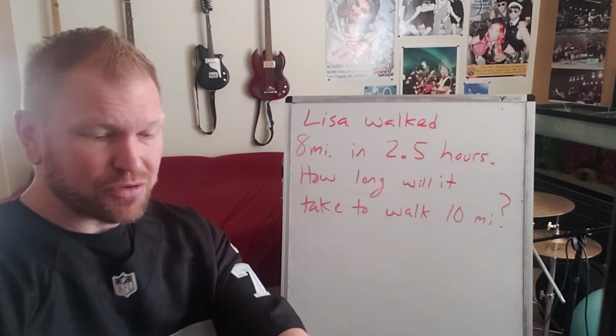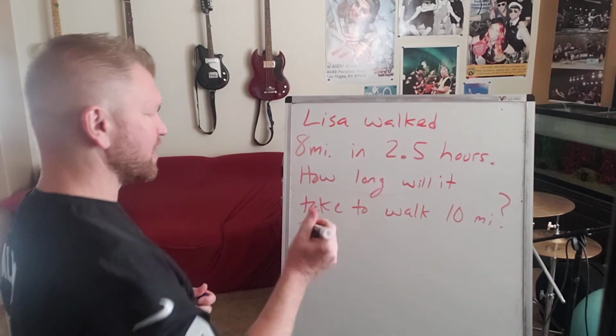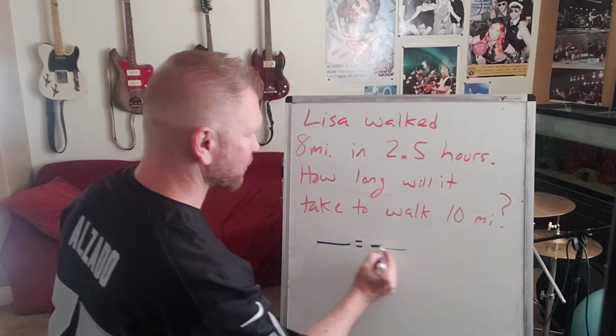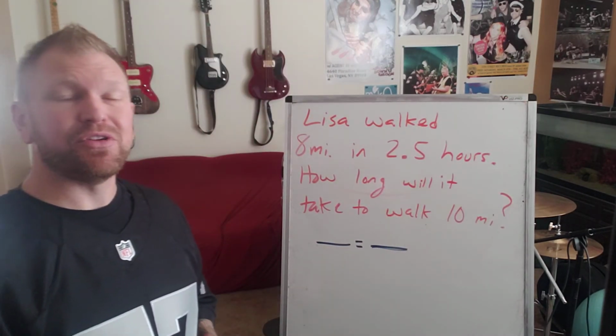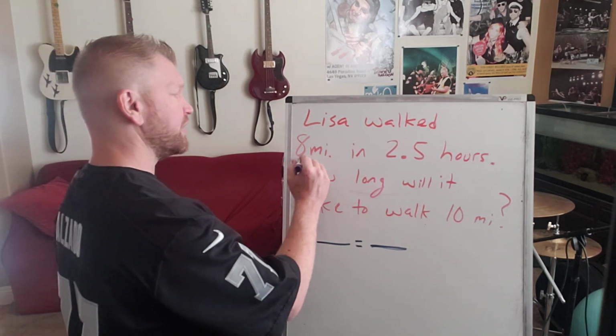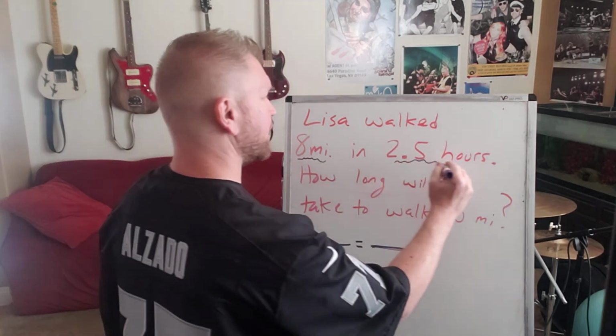But to get the actual amount of time, we could solve this by making a proportion. Because a proportion is good anytime you're talking about ratios. And ratios are anytime you're talking about comparing two quantities. In this case, we're comparing the quantity of miles with the quantity of hours.